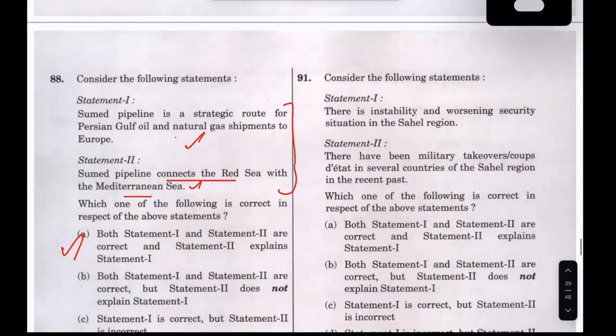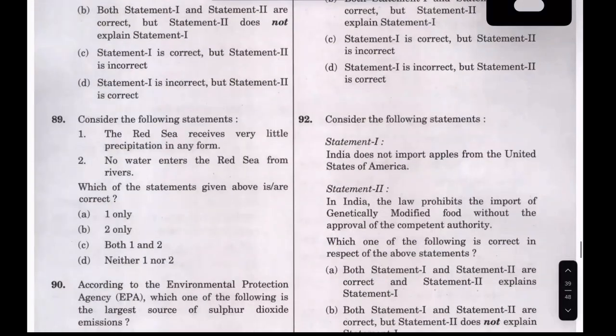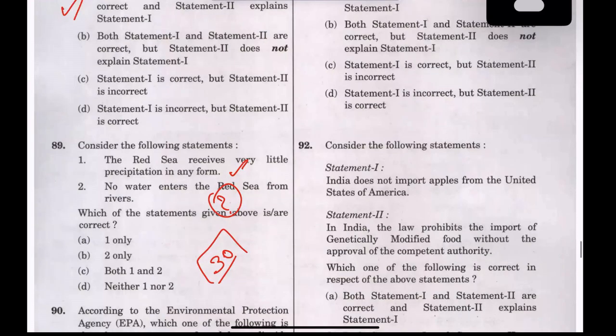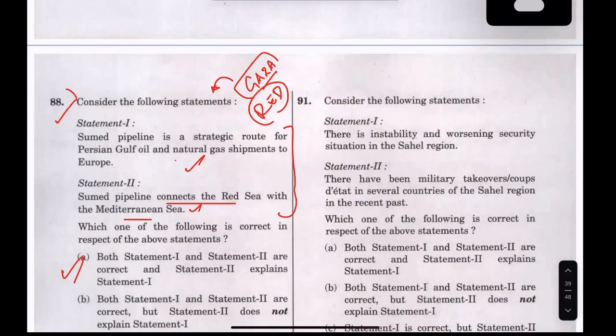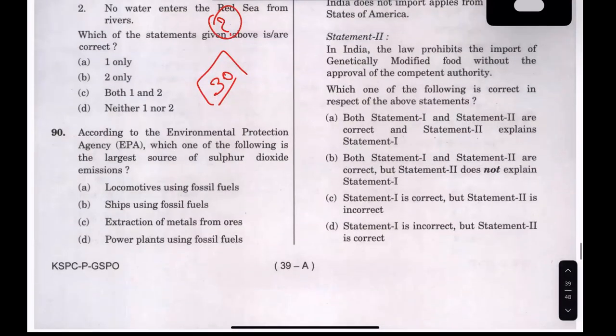So you should see this Gaza issue has been there for a very long time, and it created this panic around the Red Sea and many other areas. Hence, this was in the news. This was in the paper. The Red Sea receives, this is true. This I am not sure. So I am not going to take this as an easy question. 30. This also I am not going to take as an easy question, because it's something that I should have read in the newspaper.